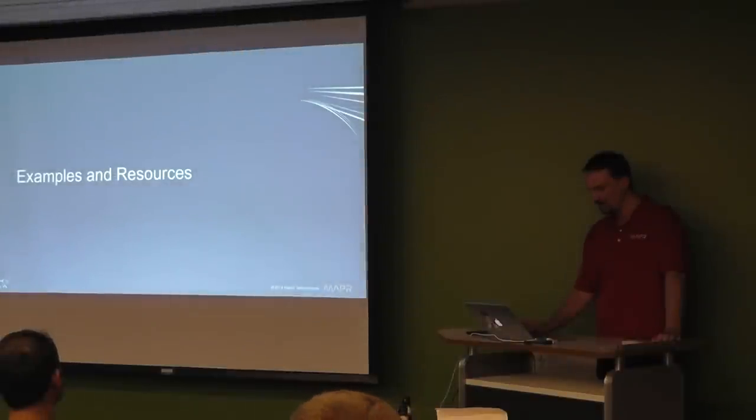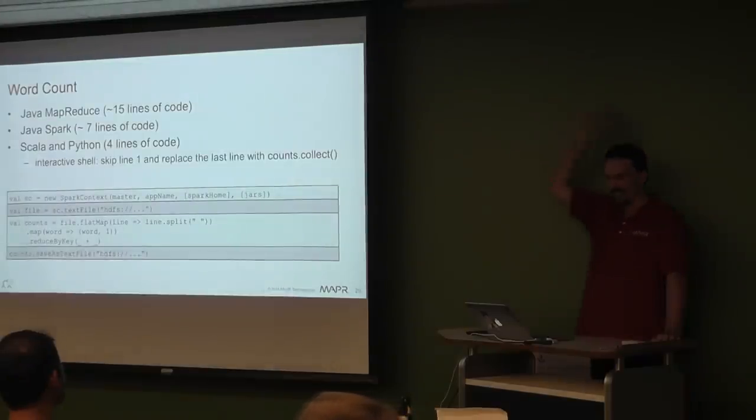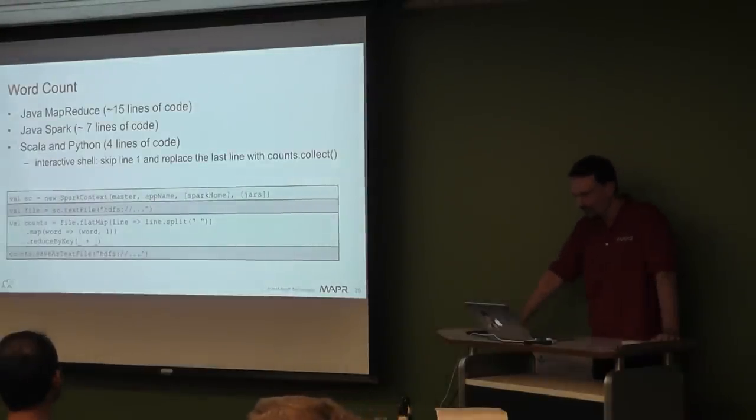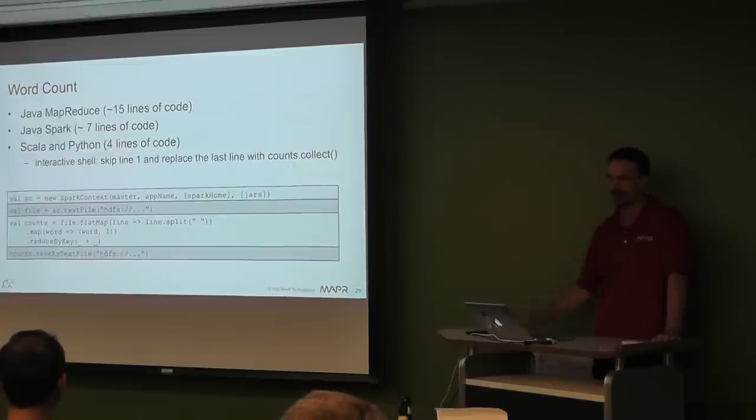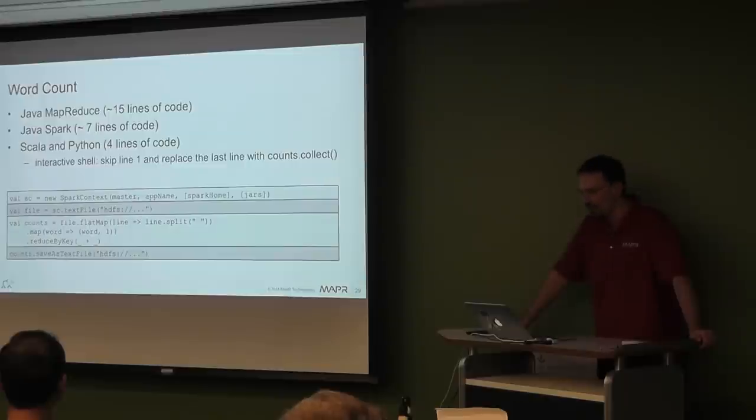So a couple examples. Everybody's seen this. It's pretty straightforward. In Java, to do word count with MapReduce, it's going to be about 15 lines of code. That's not a lot, but it's word count, it's pretty simple. Java and Spark, it's about 7 lines. So you get rid of the MapReduce overhead, cuts the code in half. All right, not bad. Scala and Python, 4 lines of code. If you do a word count in the Scalding framework, I think you'll also see about 4 lines of code for it.